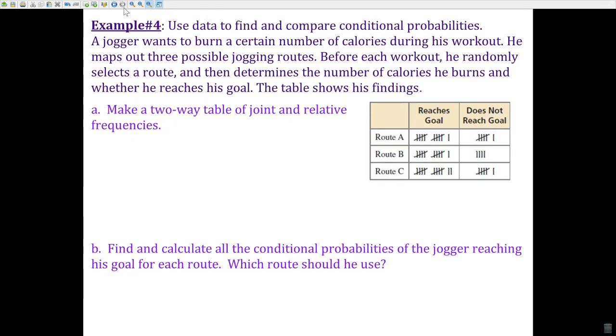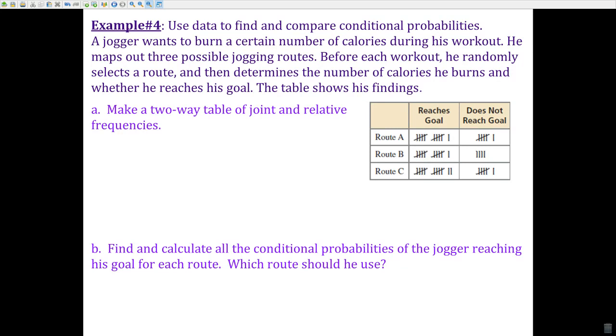Use data to find and compare the probabilities. This is when it all comes together, so get ready, put your socks on, and let's get this underway. A jogger wants to burn a certain number of calories during his workout. He maps out 3 possible jogging routes. Before each workout, he randomly selects a route, then determines the number of calories he burns and whether he reaches his goal. The table shows his findings.